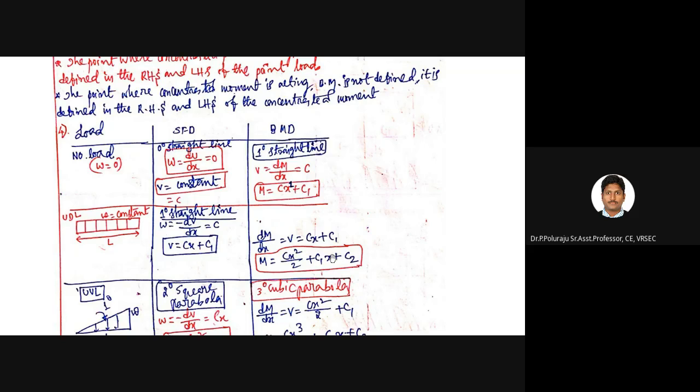Here itself you are getting the expression actually. Then when it moves to the bending moment, it is 2 degree, I have not written here, 2 degree square parabola. So 2 degree square parabola is nothing but dM by dx equals to V equals to cx plus c1. So cx plus c1 is already there from here. Now if you apply the integration here, it will become M, and it will become cx square by 2 plus c1x plus c2.